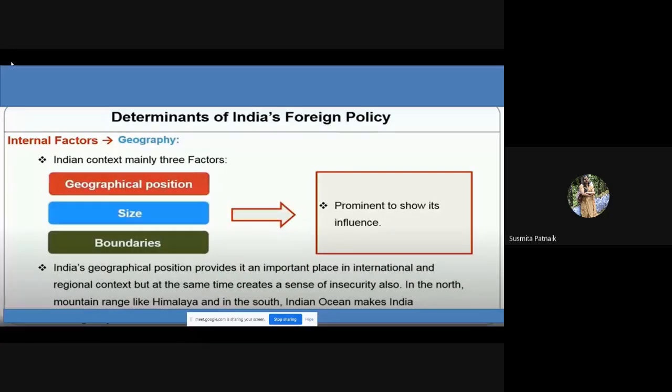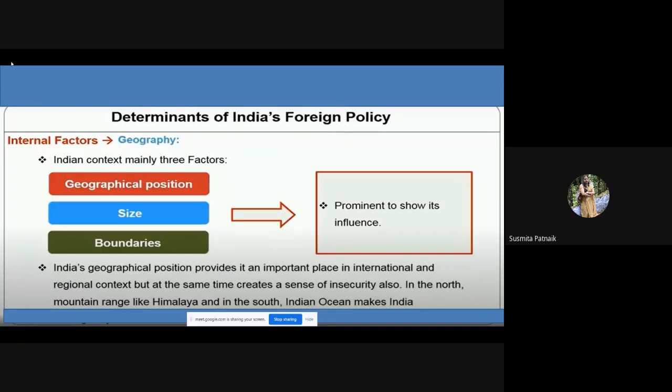Any doubts? Okay. In the Indian context, geography generally constitutes three things: one is position, second is size, and third is boundary. Position means where the country is situated, in the north or in the south, or nearby any superpower. The position of a country is always a great determinant of its foreign policies.